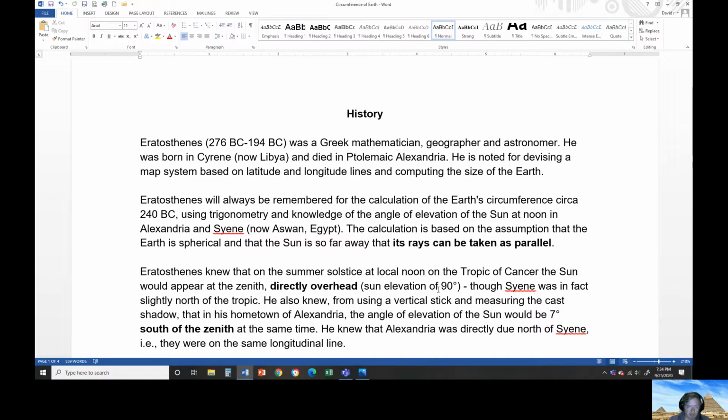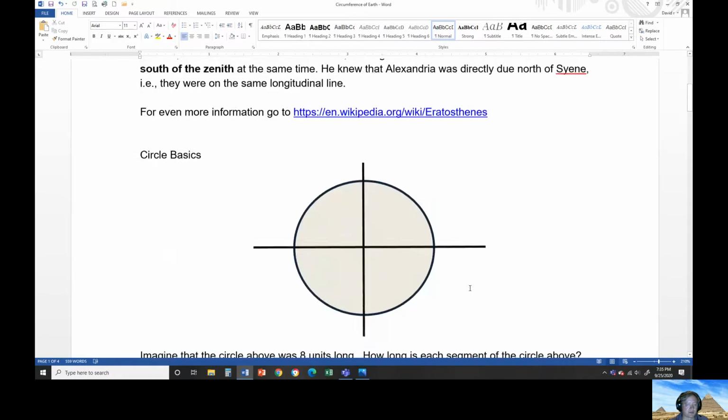They were on the same line of longitude. At that exact same time, when the sun was directly overhead, in Syene there was no shadow. In Alexandria, there was a shadow of 7 degrees. That's going to be the key piece of information to figure out the circumference of the Earth.